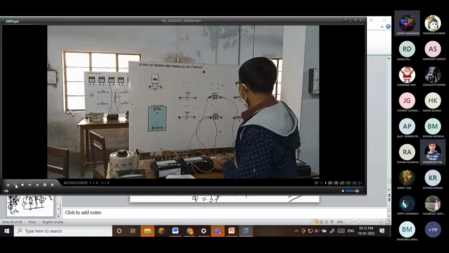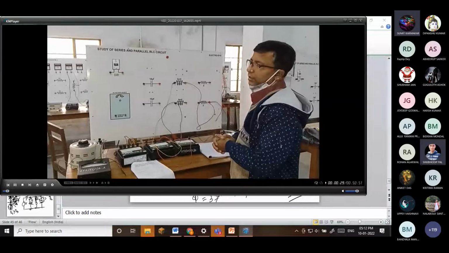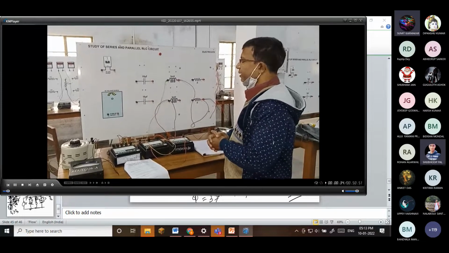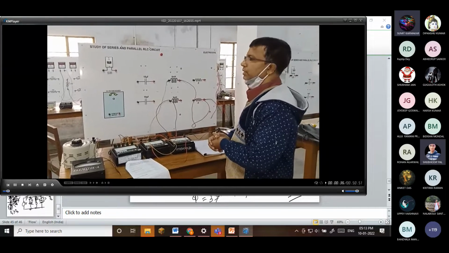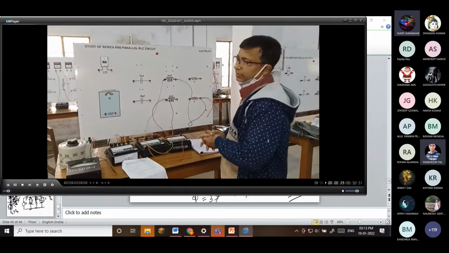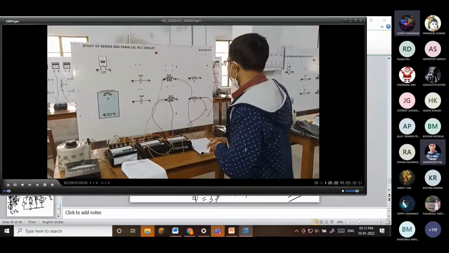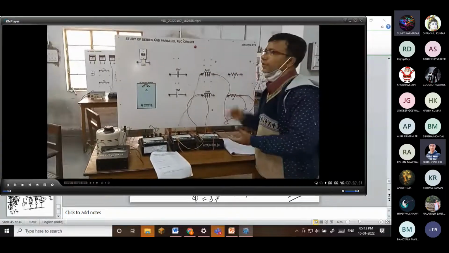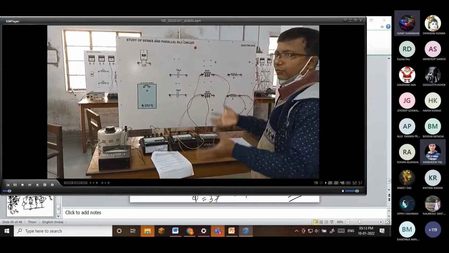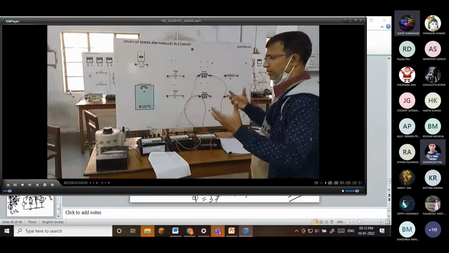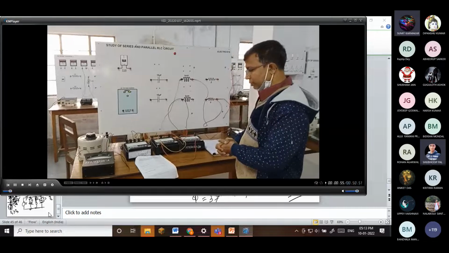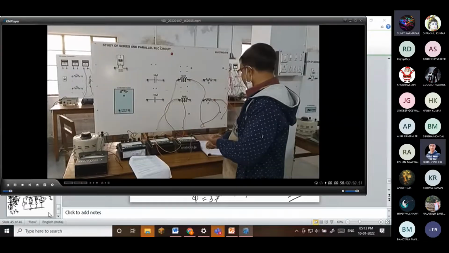So here we will study the series RL circuit, then with a capacitor, then the series RLC circuit, then the parallel RLC circuit. In every case, we shall try to find the value of the components. That means for the resistor, we will find the resistance; for the inductor, the inductance; and for the capacitor, the value of capacitance. How to find those values from the measurements, I have already demonstrated in the theoretical class.